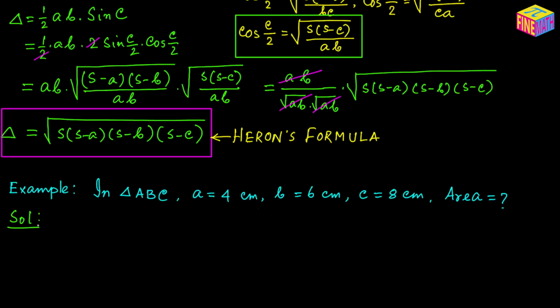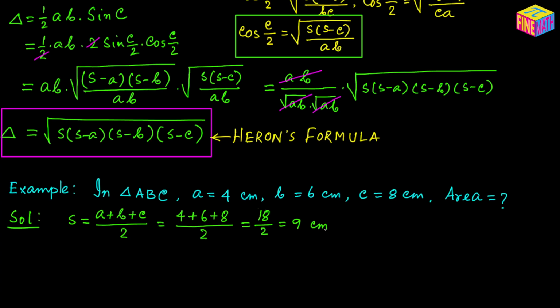Let's suppose we have an example where the three side lengths of a triangle have been provided, and the side lengths are like this. The first one is 4 cm, second one is 6 cm, and the third one is 8 cm. Now for us to be able to use Heron's formula, we have to calculate the semi-perimeter. So let's calculate the semi-perimeter first. Semi-perimeter will be equal to half of the sum of the three sides, and that will be (4 + 6 + 8)/2, that will be 18/2, which means that's 9 cm. So the semi-perimeter turns out to be 9 cm.